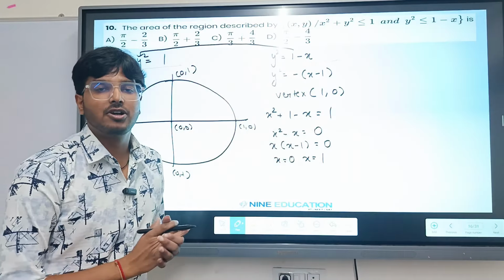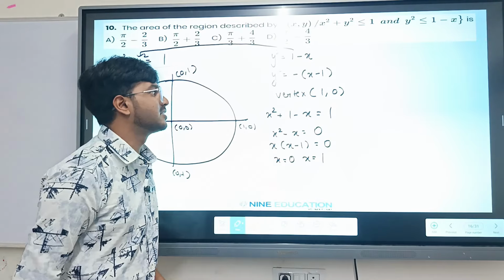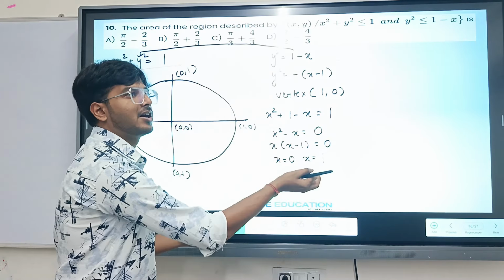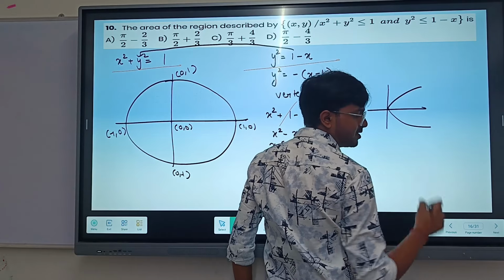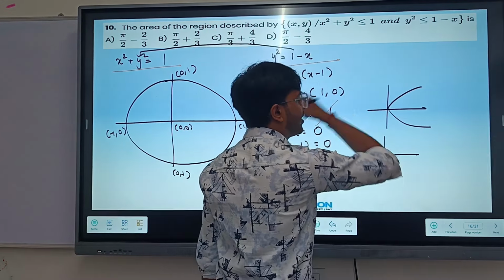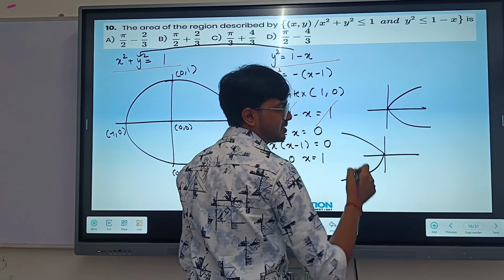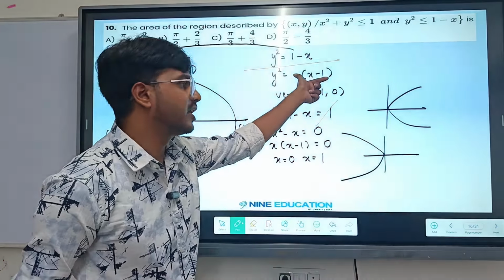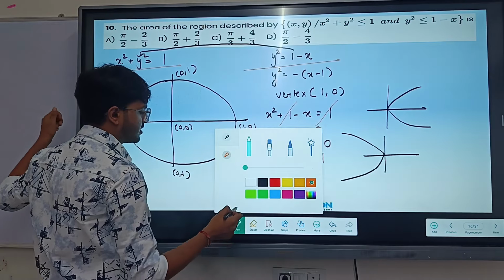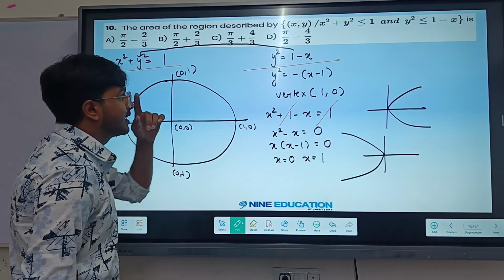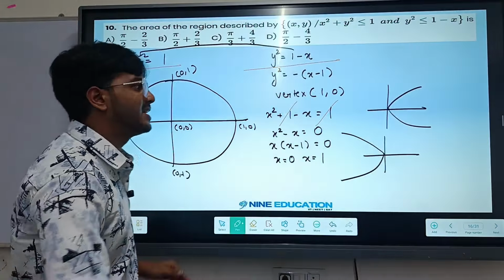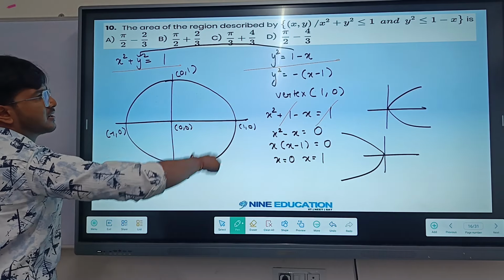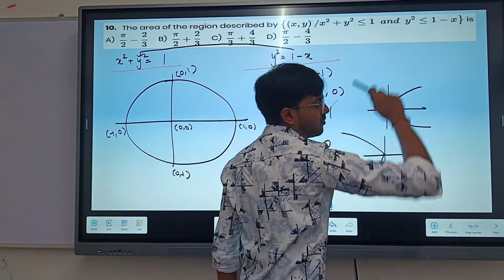Now y square equal to 4x is a parabola which opens like this. Y square equal to minus 4x is a parabola which opens in the left side, since it is minus 4x. But first of all, let's find that region x square plus y square less than equal to 1. Less than equal to 1 means inside the circle region, and y square less than equal to 1 minus x.